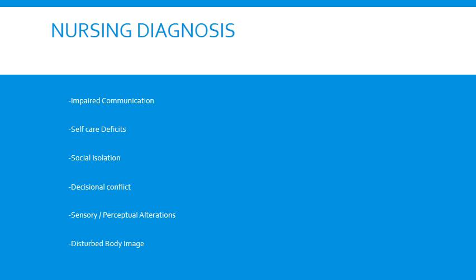Decisional conflict. This is due to some of those negative symptoms that we talked about, possibly the ambivalence or apathy. It may be very difficult for them to make a decision about medications or housing.